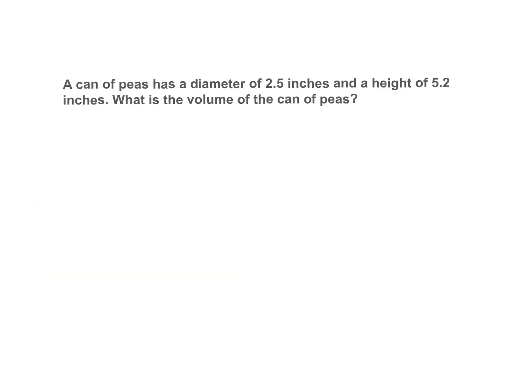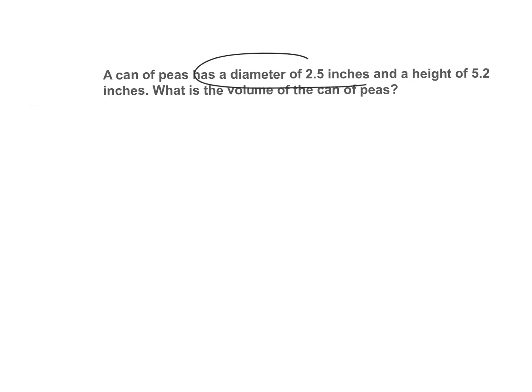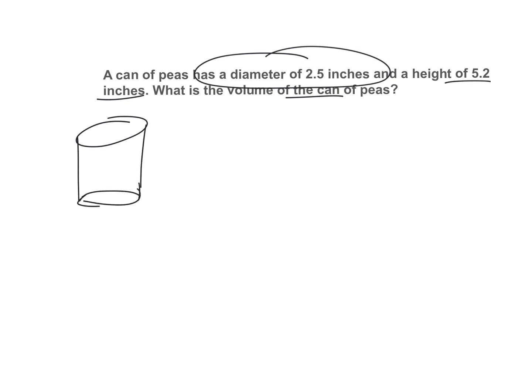And then lastly, a can of peas has a diameter of 2.5 inches and a height of 5.2 inches. What is the volume of the can of peas? The can tells me that it's a cylinder. I'm not a good drawer, but if I draw it kind of like that, a diameter on the top going across is going to be 2.5 inches. And the height is 5.2 inches. I would say with any word problem like this to draw a picture so that you can picture it and go from there.